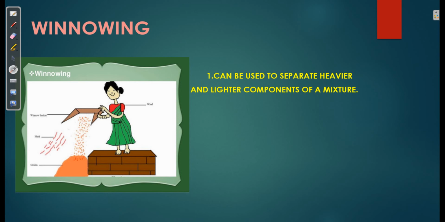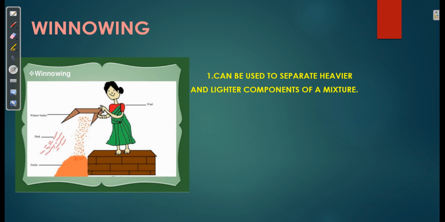But if you have a mixture of particles of different weight, when the air blows, the light weighted particle will fly away and fall separately, and the grain which is heavy will fall just down over here. So this method is only used to separate the lighter particles from the heavier particles.